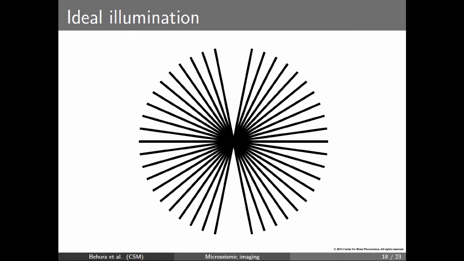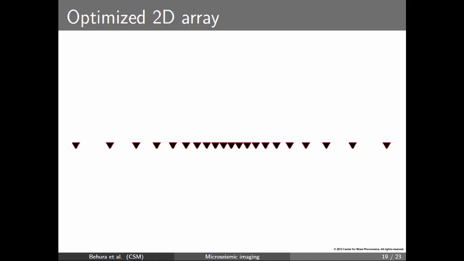So we can then use this kind of ideal illumination, which we call ideal illumination, to find the location of the receivers on the surface by projecting these plane waves onto the surface using the same V of Z velocity model. And this is what you obtain, which is a 2D array with receivers that are more closely spaced around the epicenter of the microseismic event, and the spacing increases as the offset increases.